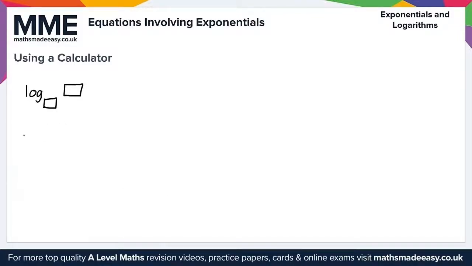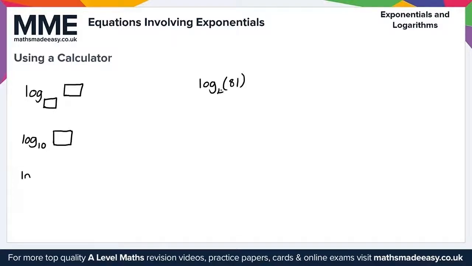If we have a button that looks like this, so log with base 10, and then a box here, this is for logarithms base 10 only. And if you see a button that says ln, this is for the natural logarithm, which we will see later on in the course.